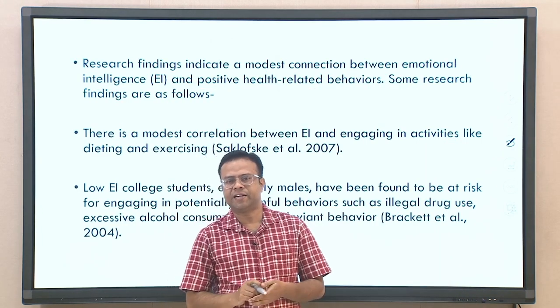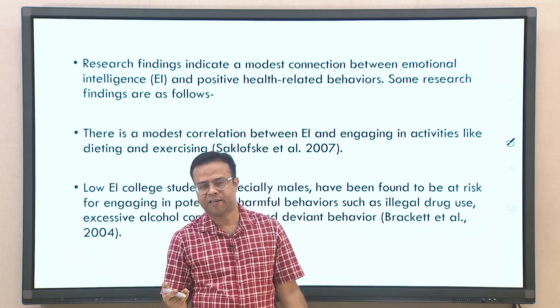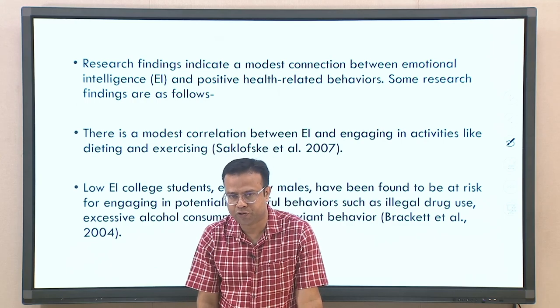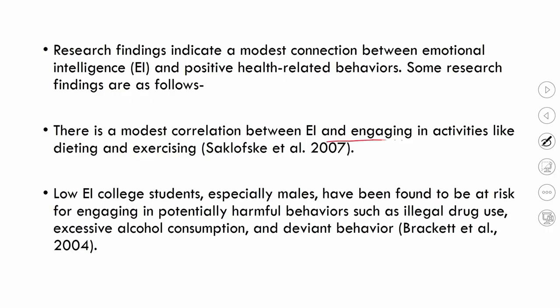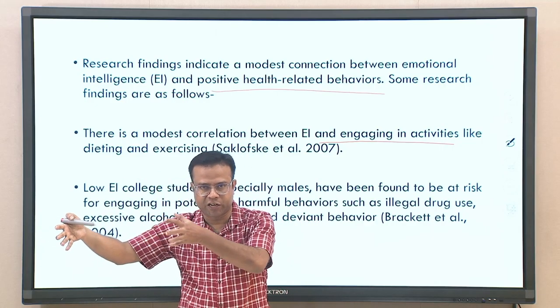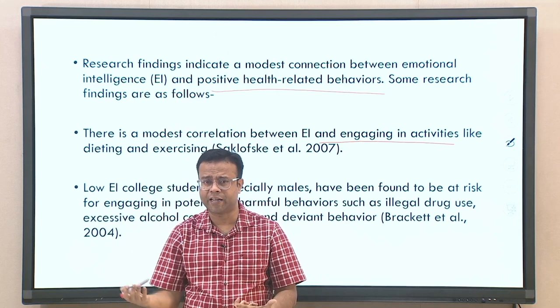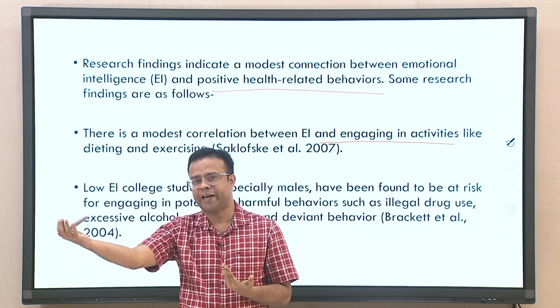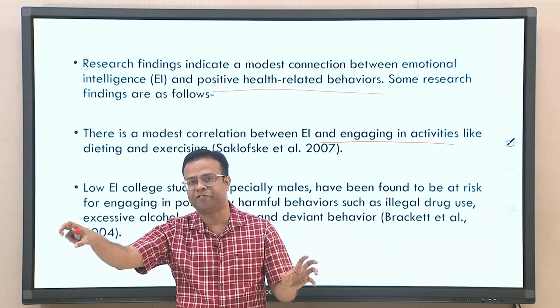So, the research indicates a modest connection between emotional intelligence and positive health related indicators and behaviors, at least as meta-analysis shows. There are also other research findings showing that emotional intelligence could be related to health related behaviors. In this meta-analysis, health was measured directly, through indicators such as physical health and mental health. Emotional intelligence could also promote those health indicators indirectly by promoting health related behaviors.